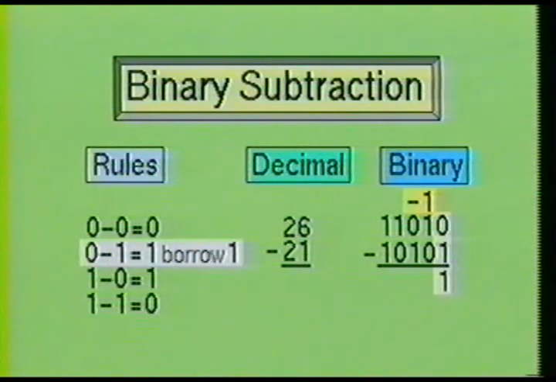When we subtract 1 from 0, the rule shows that the answer is 1 and borrow 1 from the next column. Therefore, we will place a 1 in this column and place a minus 1 in the next column. Since we now have a minus 1 and a plus 1 in the next column, this will equal 0. When we subtract a 0 from a 0, the rule shows the answer is 0, so we place a 0 in this column.